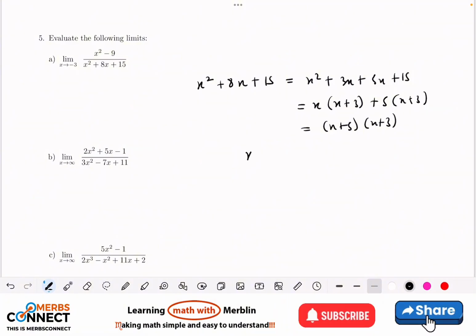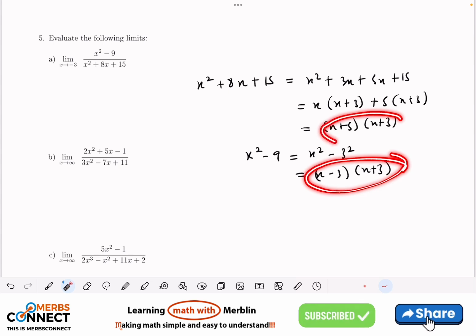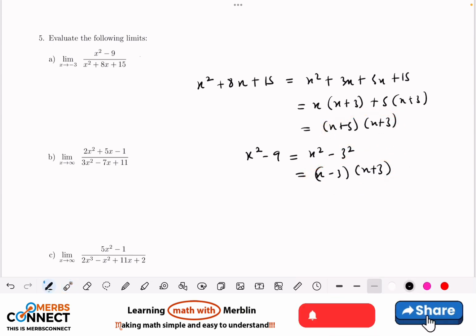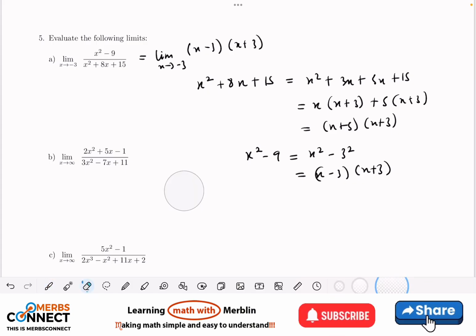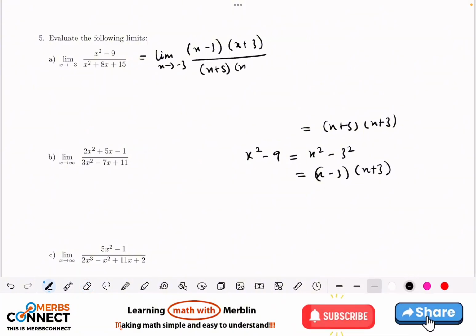Now let's look at the top here. x squared minus 9 is the same as x squared minus 3 squared. Then we use the idea of difference of two squares, which is going to give us x minus 3 times x plus 3. So this is the numerator, and this is the denominator. We can write them again. This is the same as the limit as x approaches -3, where the numerator is x minus 3 times x plus 3, and the denominator we got is x plus 5 times x plus 3.